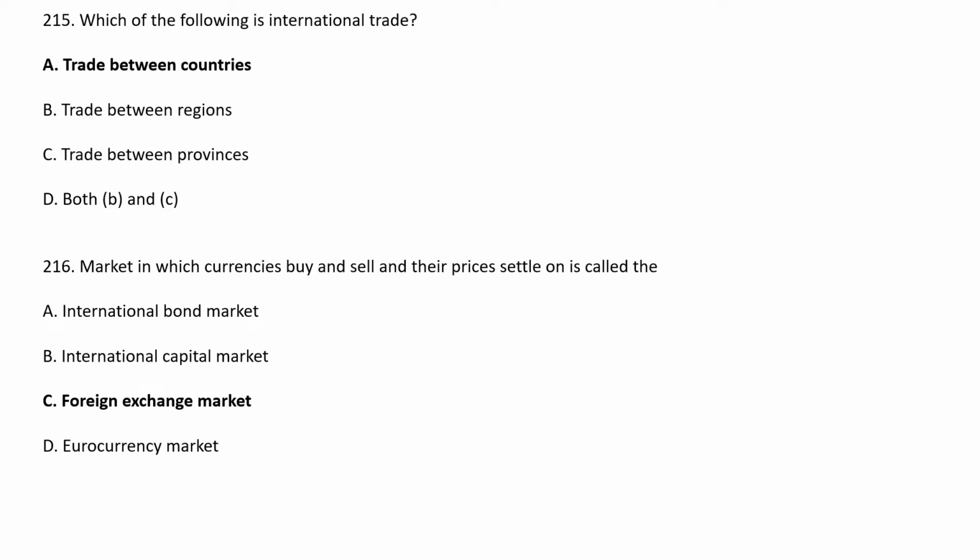Market in which currency is bought and sold at prices settled on is called the dash. Option A international bond market, option B international capital market, option C foreign exchange market, option D euro currency market. The correct answer is option C foreign exchange market.